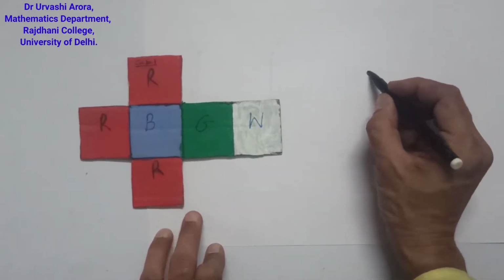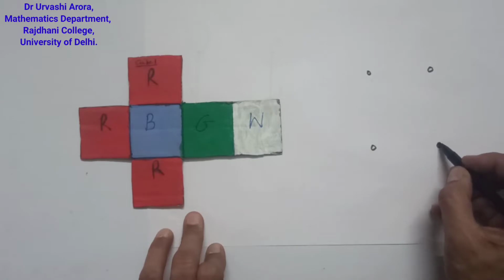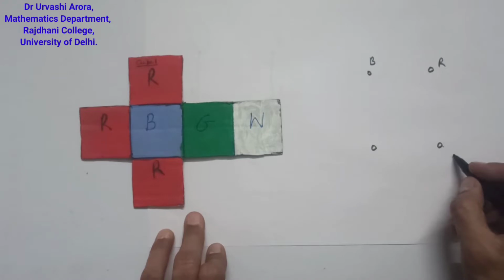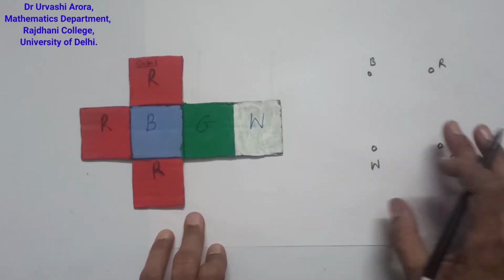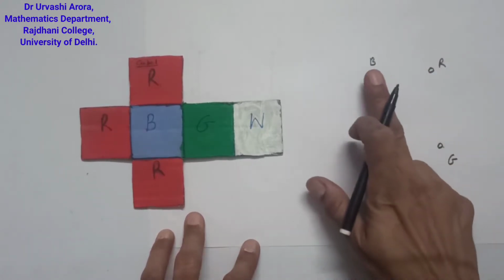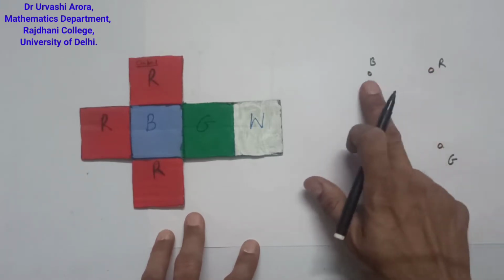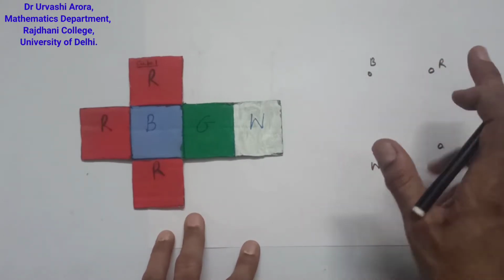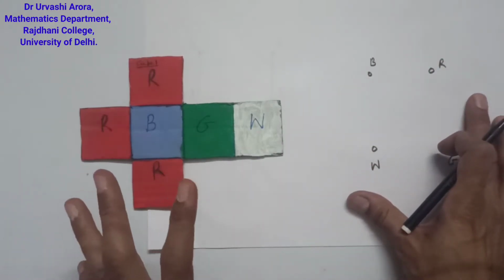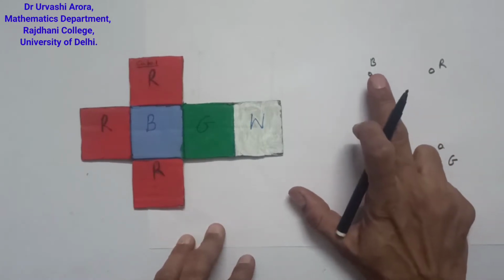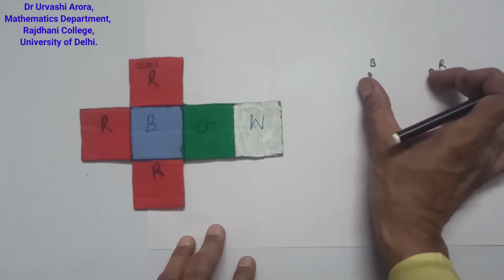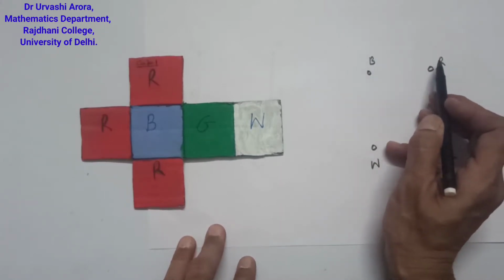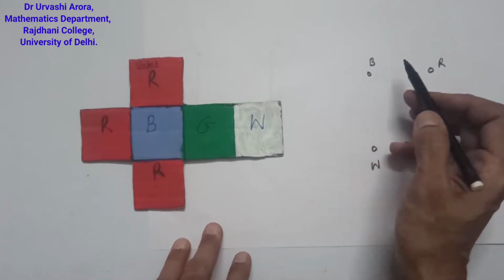So in the corresponding graph there will be four vertices, and these four vertices represent the four colors: blue, red, green, and white. Randomly I am labeling them. Now between two vertices there will be an edge if in the given cube the corresponding colors are on opposite faces of that cube. I repeat, between two vertices there will be an edge, or a line, if the corresponding colors are on the opposite faces of that cube.